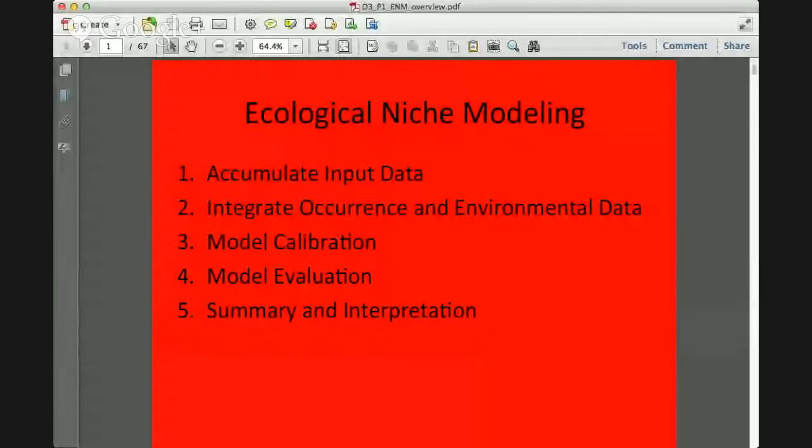As always, hit us with questions. So I've got a lot to do in this first hour, so I'm going to jump right into it. Essentially, in this first hour I want to give you a broad overview of the niche modeling process, and I'm splitting this into five pieces. So that's kind of the outline of this first hour.